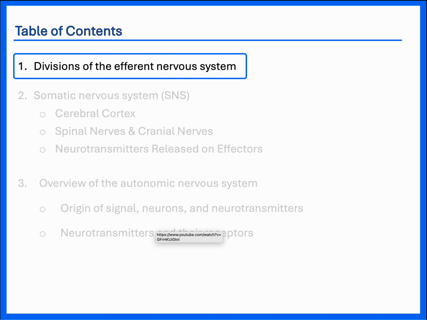You will notice by the table of contents, I'll give you a brief overview of the efferent nervous system, but then it really breaks down into two very separate parts, and they're separate neurons, the somatic nervous system and the autonomic nervous system. They really are their own set of neurons, and they do different things, okay?